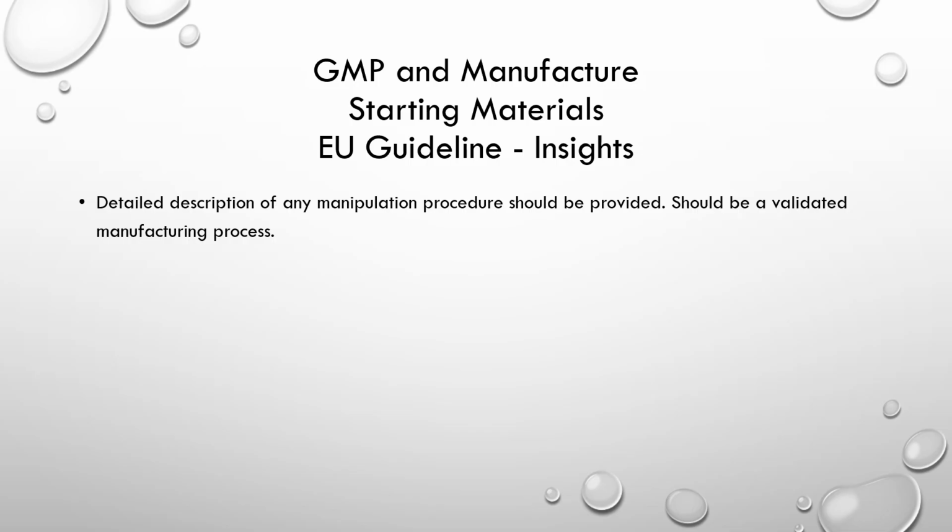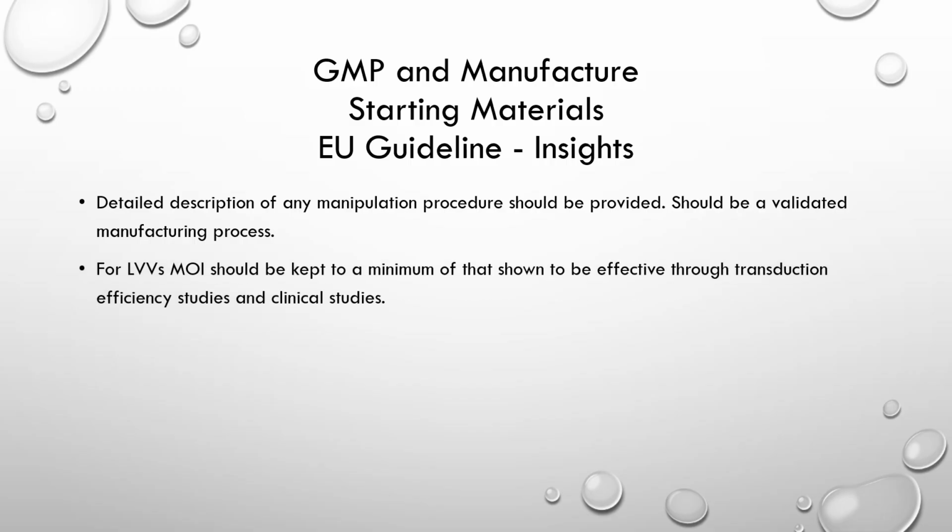These are critical changes. You can't not. This has to be thoroughly validated, and you have to provide detailed descriptions of your genetic modification. Your manufacturing process, specifically on your modification, has to be validated. Your multiplicity of infection should be kept to a minimum, but it has to be effective. You have to show that it's effective, and you get the appropriate level of gene expression and your receptors on your T cell surface.